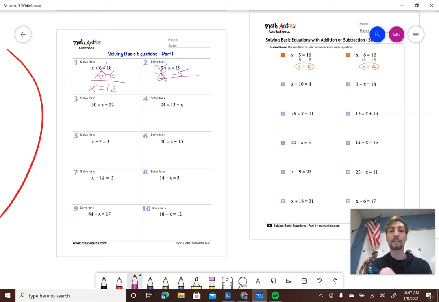So my 5 minus 5 cancels out. My x drops down here. I have it by myself. And 19 minus 5 equals 14. And the videos go into more depth about this.